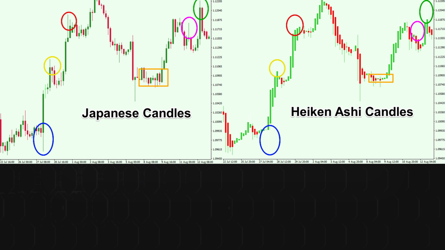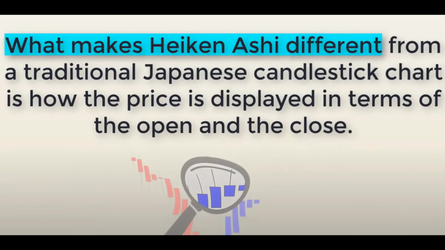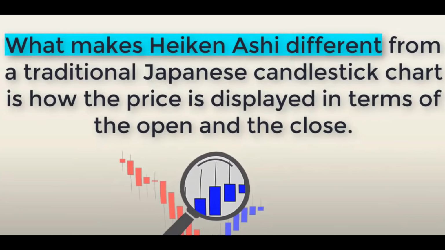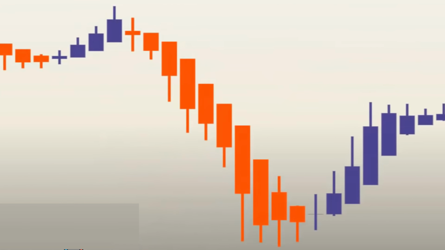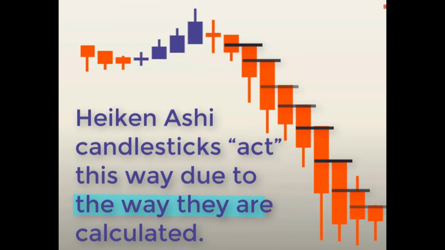What makes Heiken Ashi different from a traditional Japanese candlestick chart is how the price is displayed in terms of the open and the close. If you look closely at the Heiken Ashi chart, you'll notice that each of the Heiken Ashi candlesticks starts from the middle of the candlestick before it, and not from the level where the previous candlestick had closed. Heiken Ashi candlesticks act this way due to the way they are calculated.